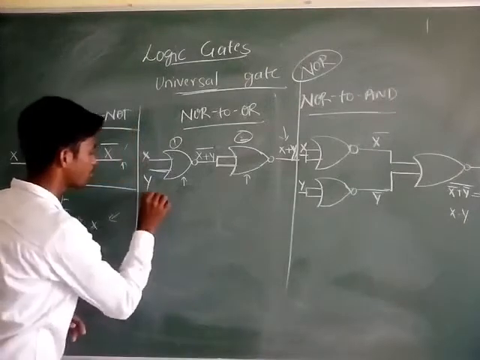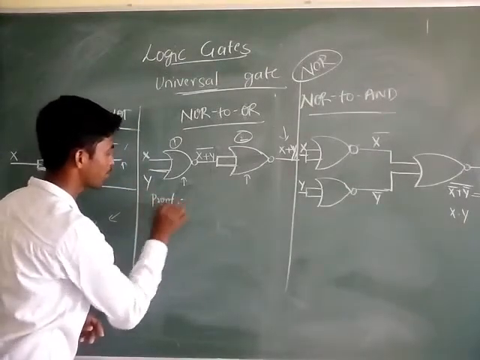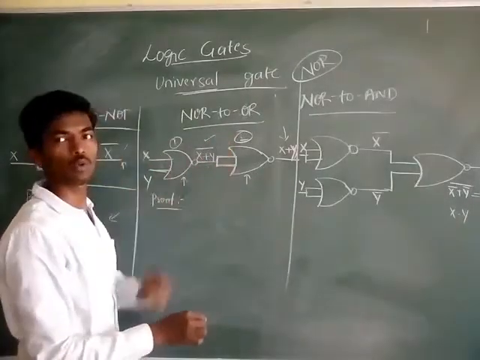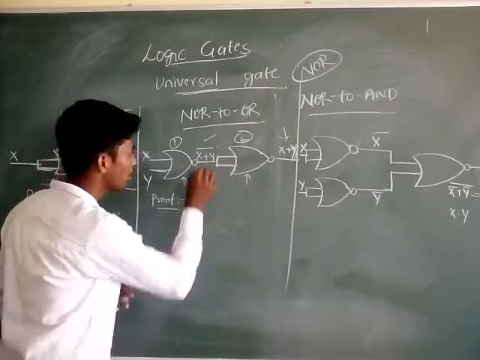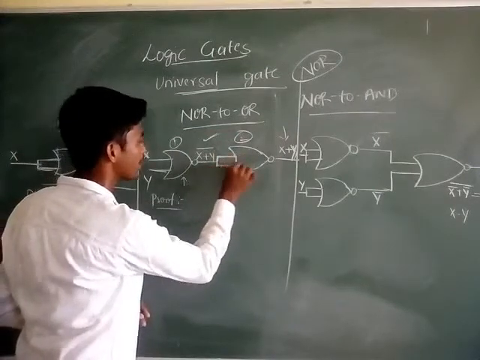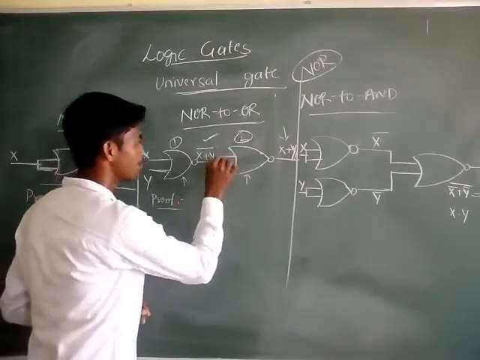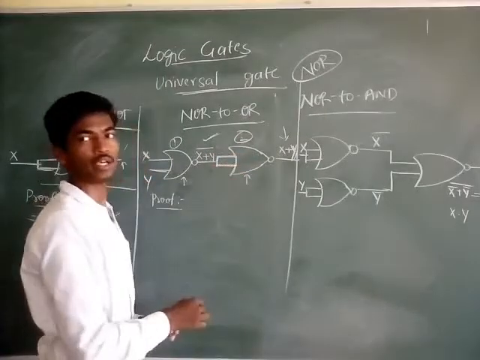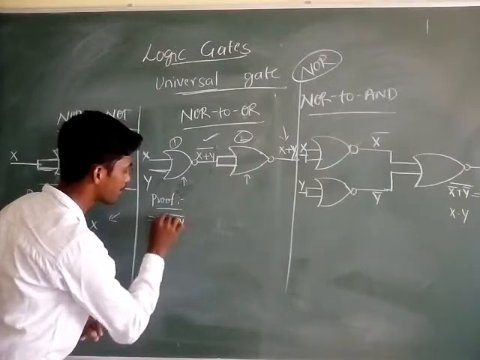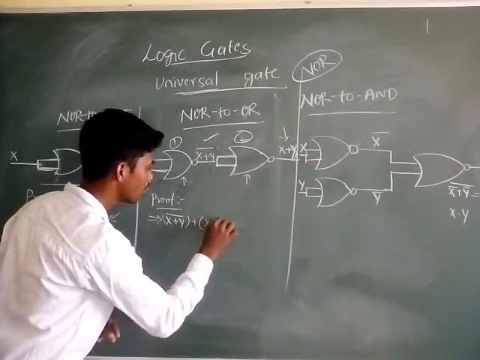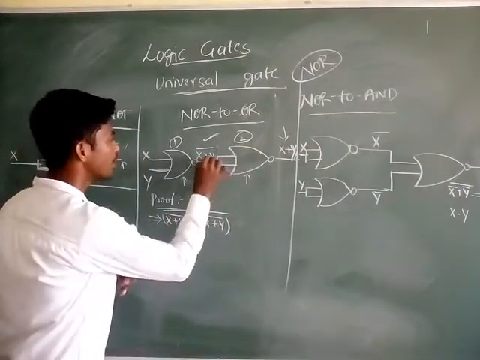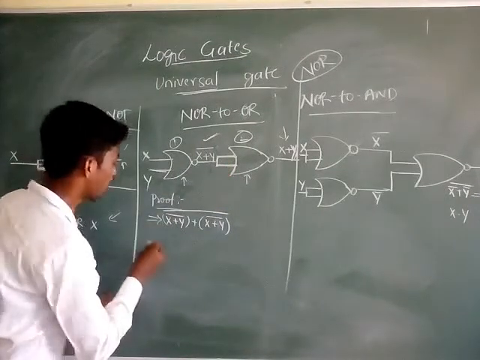For proof, you can just look at the proof here. Here we have x NOR y and get x plus y whole complement. That is not required for the proof. Directly I will consider from here x plus y whole complement NOR x plus y whole complement. Write here x plus y whole complement plus x plus y whole complement. This is the NOR operation between x plus y whole complement and x plus y whole complement.